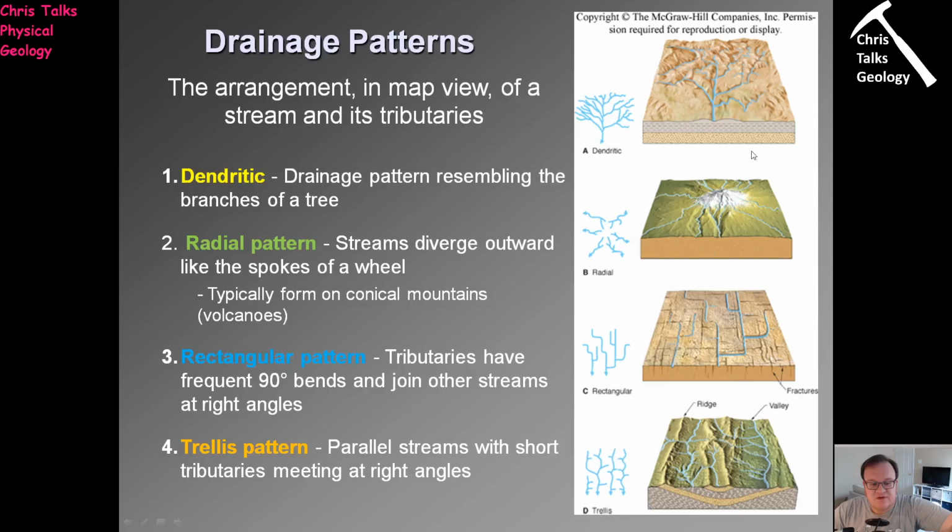So these are the four main types of drainage pattern that a river will show.